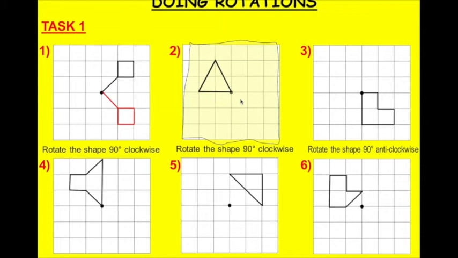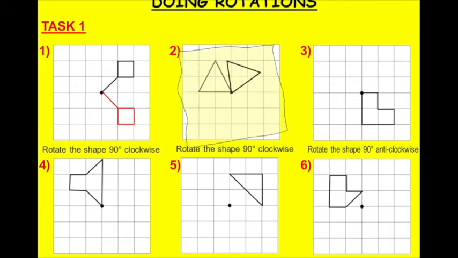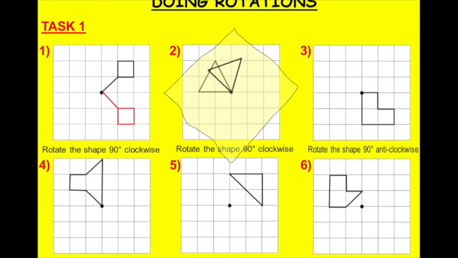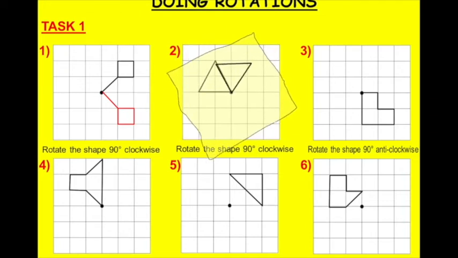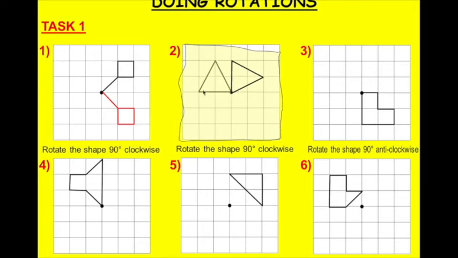Second one. Let's rotate this triangle. We trace it first and rotate 90 degrees clockwise. Let's do that again. So I hope you noticed that if you look at this line here and this line there, the angle is 90 degrees. That is the angle of rotation, 90 degrees. Okay, I'm sure you are able to do the rest.